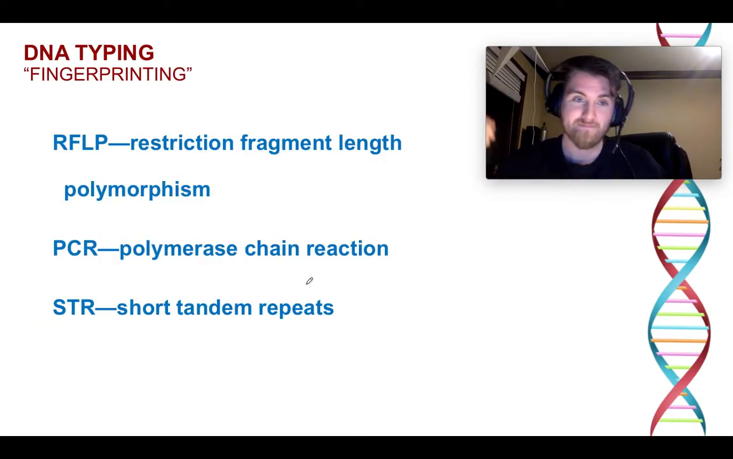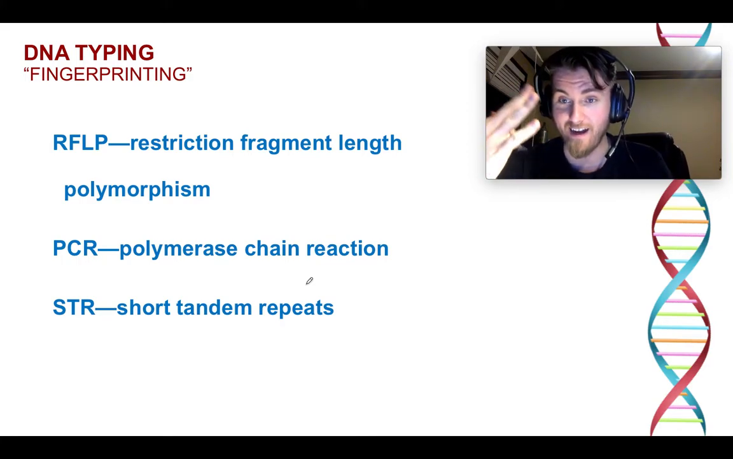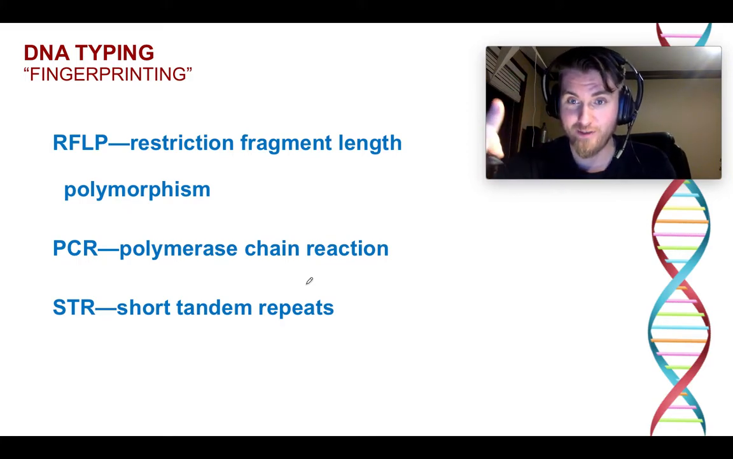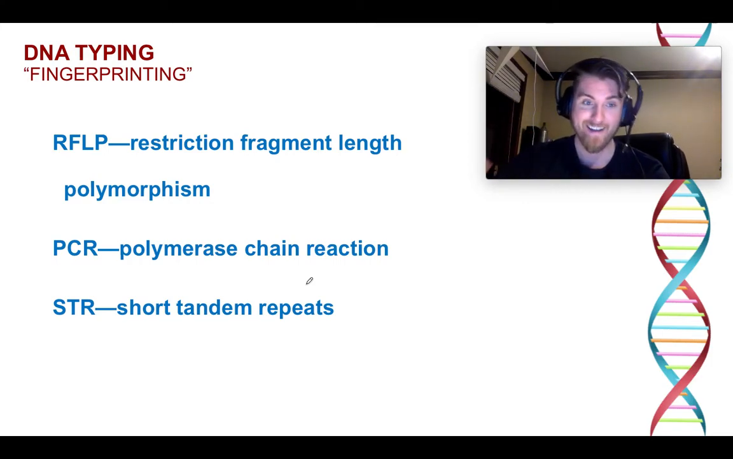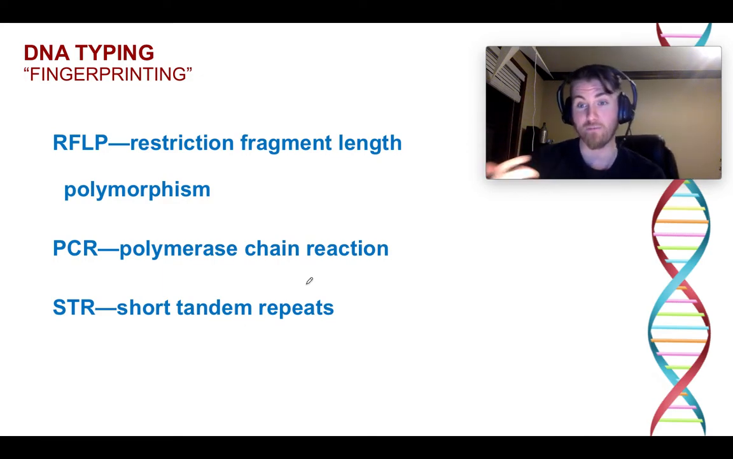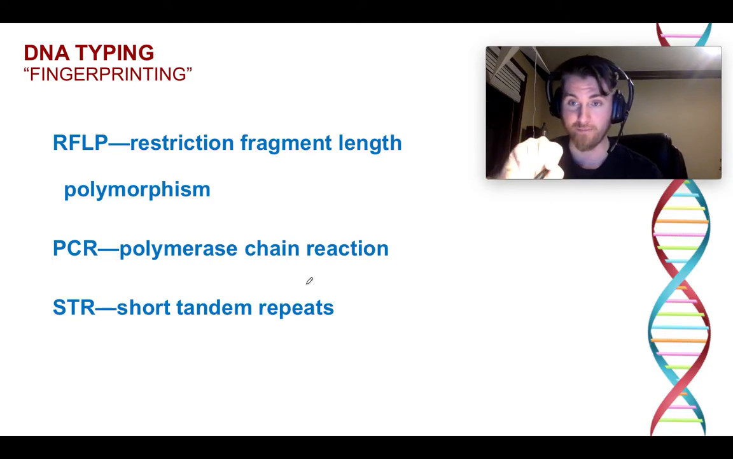Now, DNA typing has three specific parts that I need you to know. The first one is RFLP, which is restriction fragment length polymorphism. The second one is PCR, which is polymerase chain reaction. And then finally is STR, short tandem repeats. And we're going to go through each one of these and describe what they are and how they're used in order to figure out and type the DNA from person to person.